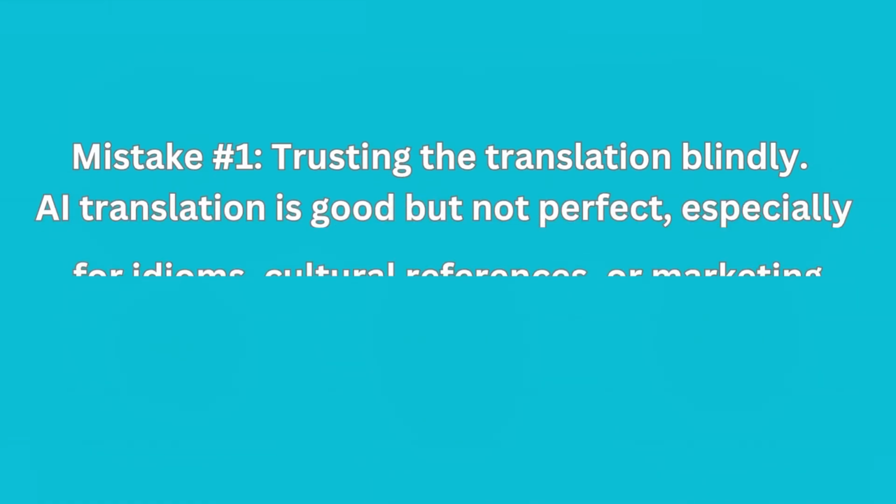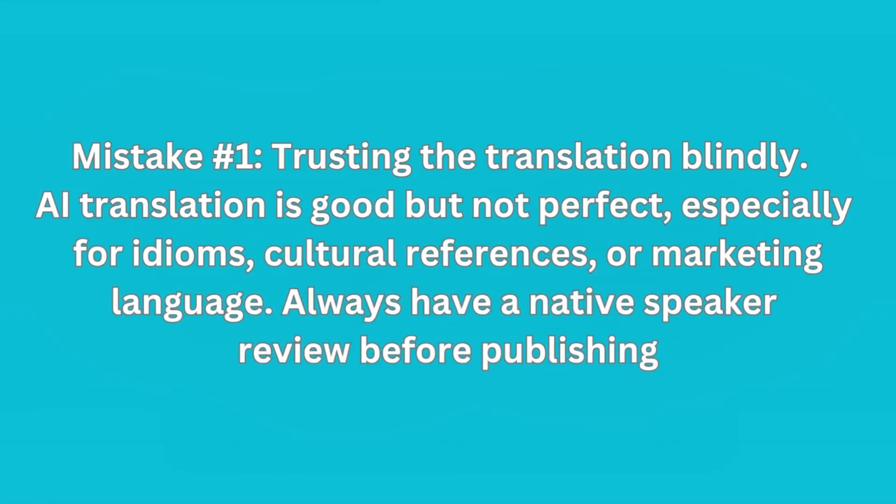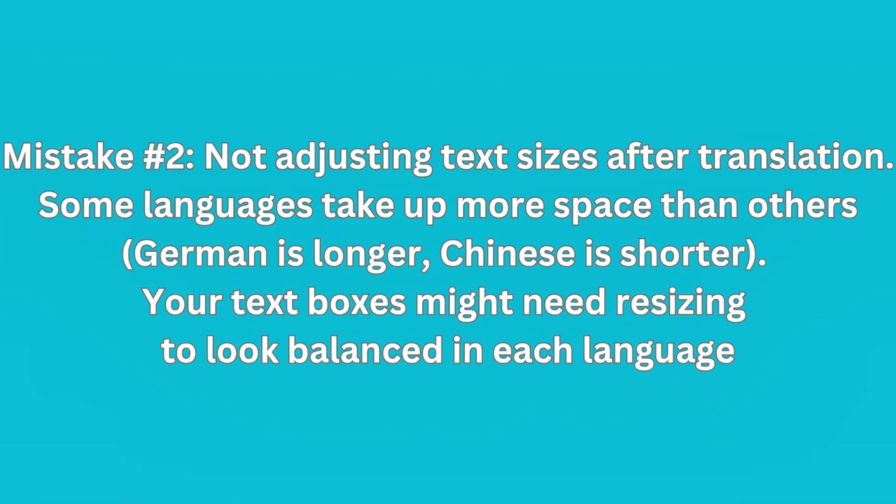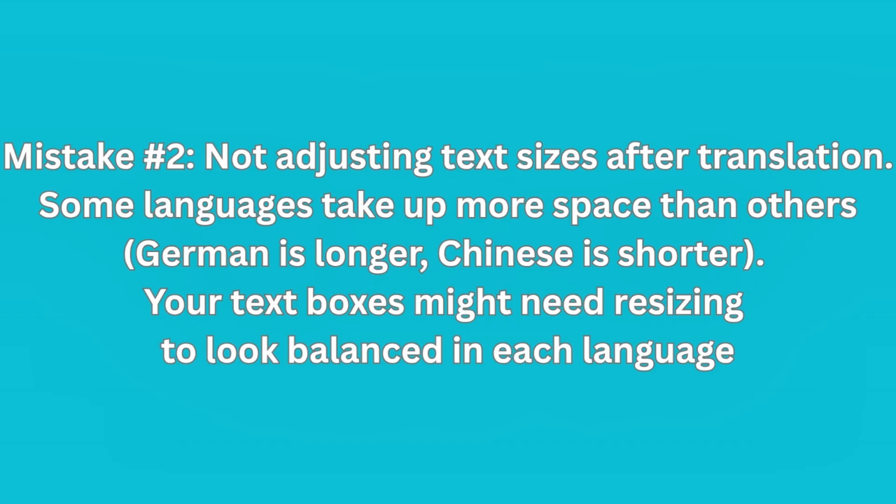Mistake number 1, trusting the translation blindly. AI translation is good but not perfect, especially for idioms, cultural references, or marketing language. Always have a native speaker review before publishing. Mistake number 2, not adjusting text sizes after translation. Some languages take up more space than others. For instance, German is longer, Chinese is shorter. Your text boxes might need resizing to look balanced in each language.